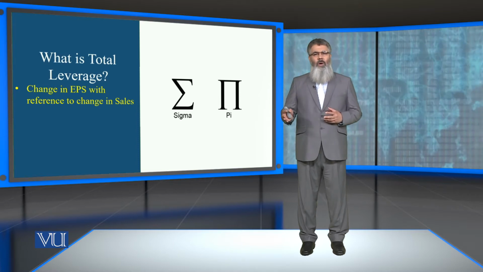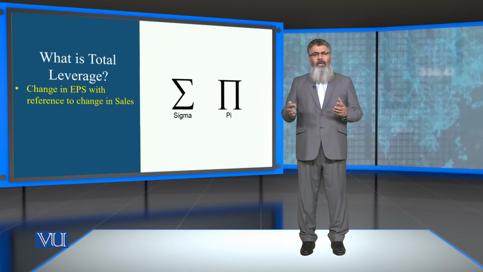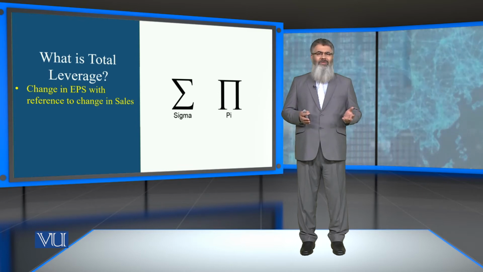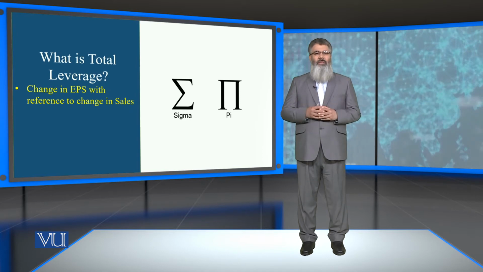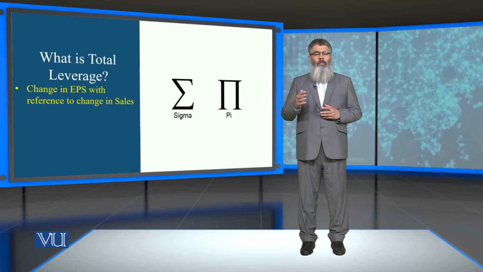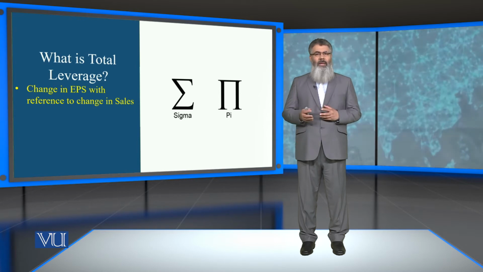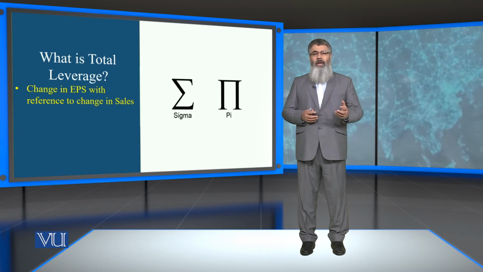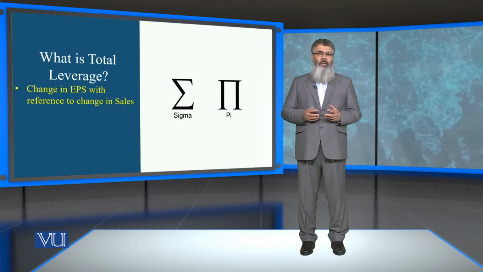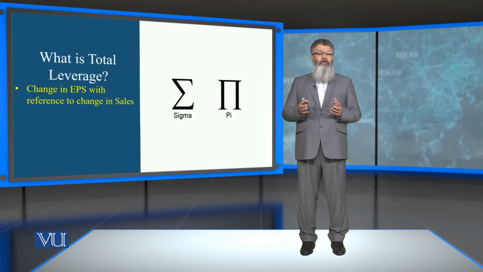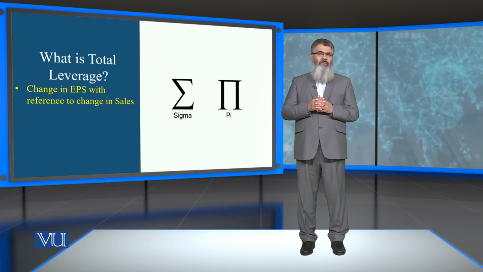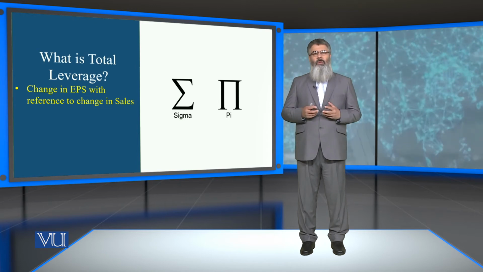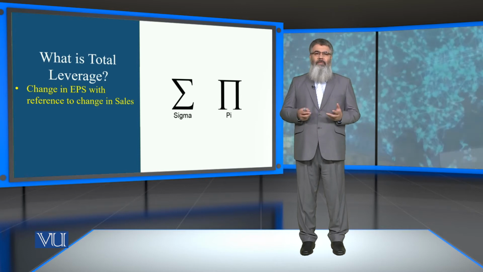Operating leverage is one way of creating leverage, and financial leverage is the other way. But obviously, in one business organization, we do have fixed operating cost, and we also have fixed financial cost. So this means that there must be a combined effect of the two leverages, and that is what is called the total leverage.